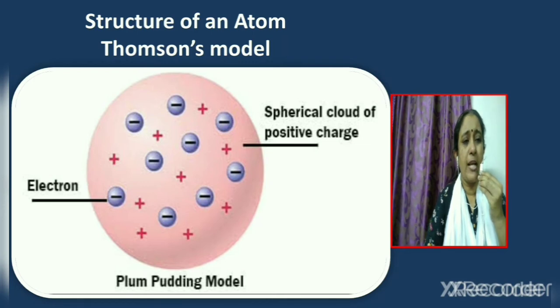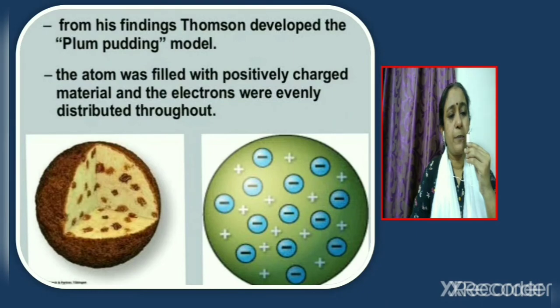According to this model, an atom is considered as a sphere. An atom is considered as a spherical cloud of positive charge. It means that the positive charge is spread over the entire atom, and the electrons are embedded in it. So this is known as Thomson's model of atom. This model of atom proposed by Thomson is known as plum pudding model. Here the atom looks like a Christmas pudding.